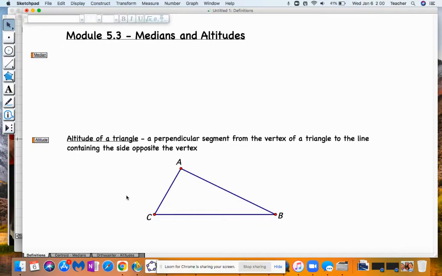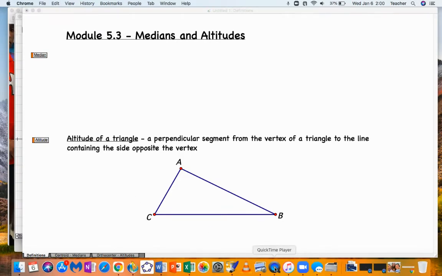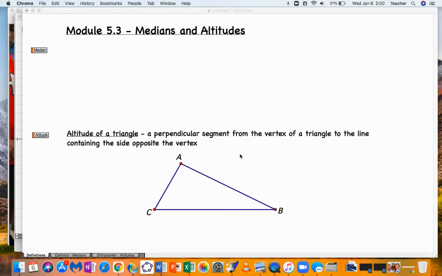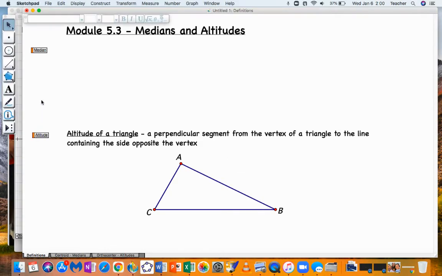Okay, we're going to talk about medians and altitudes. This is a section that includes medians, altitudes, perpendicular bisectors, and angle bisectors, but this specific video is going to be talking about medians and altitudes. To talk about these, we're going to talk about them inside a triangle.